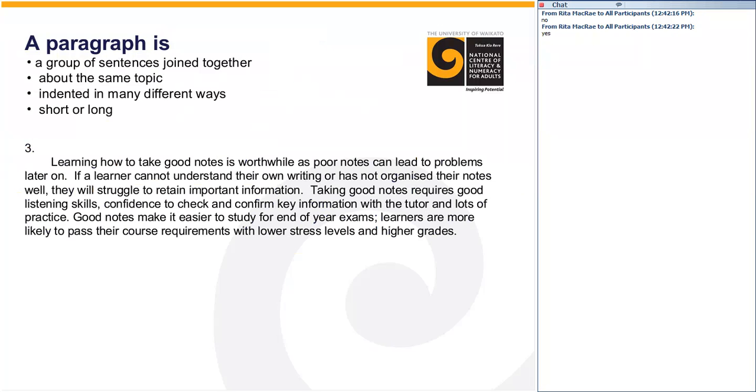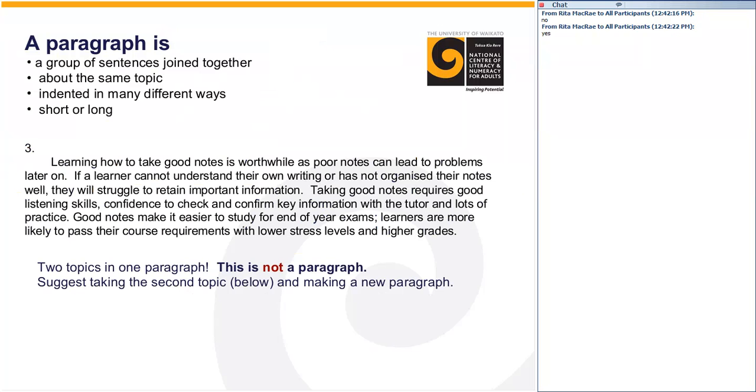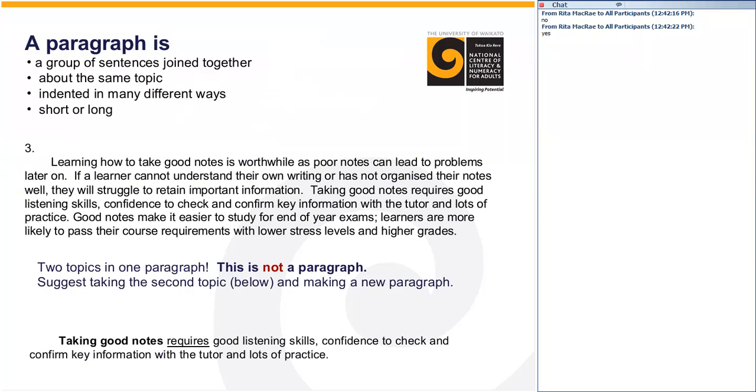So here's another example, example number 3. Again, same checklist. And here we have something that often happens as students are writing. They start off with one idea and then they start going on a little journey to a different idea. So they end up with 2 topics in one paragraph. Therefore, this is not yet a paragraph according to our checklist.